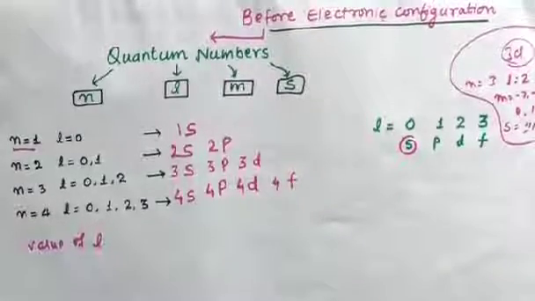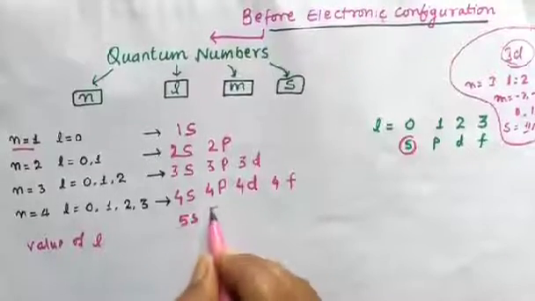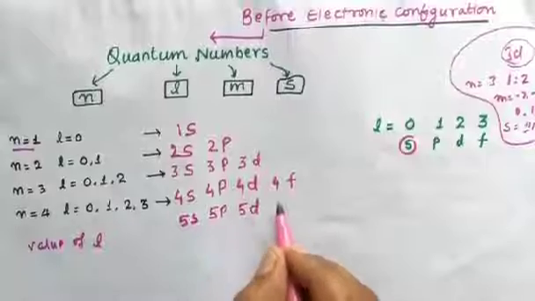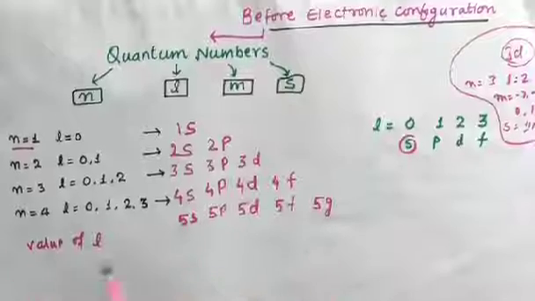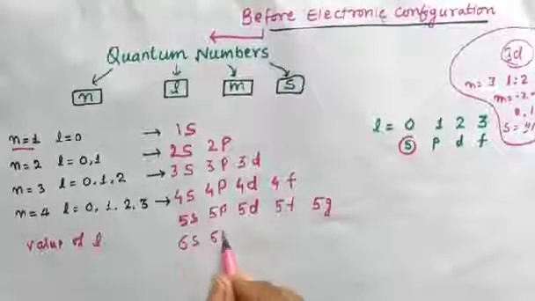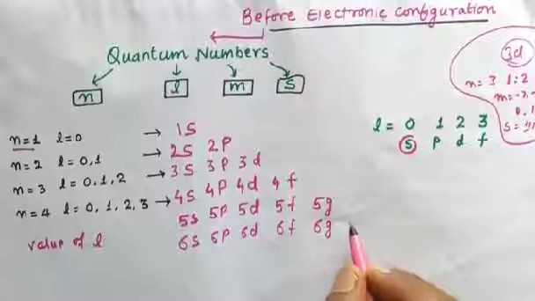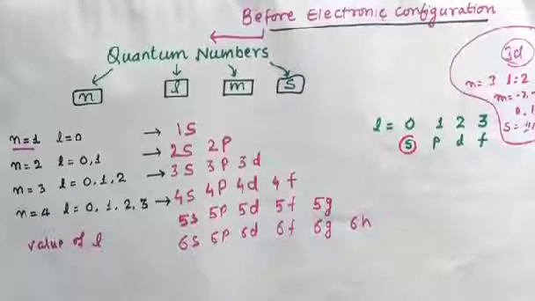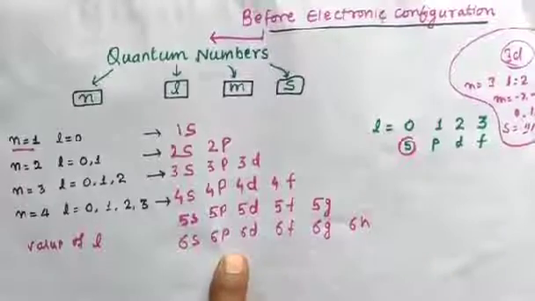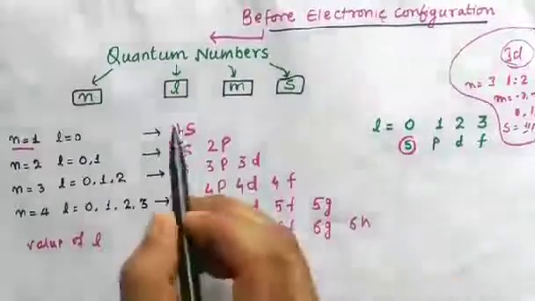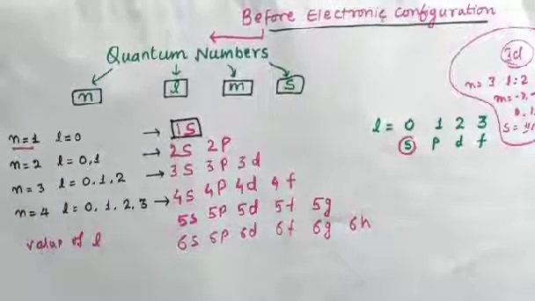Students, similarly I can write for n is equal to 5: 5s, 5p, 5d, 5f, 5g. Similarly I can write it for n is equal to 6, that is 6s, 6p, 6d, 6f, 6g, 6h. But it is not needed for you, only these are the orbitals. Now each orbital which is written here can be represented as a box. I am not going to make it, but you have to understand it.